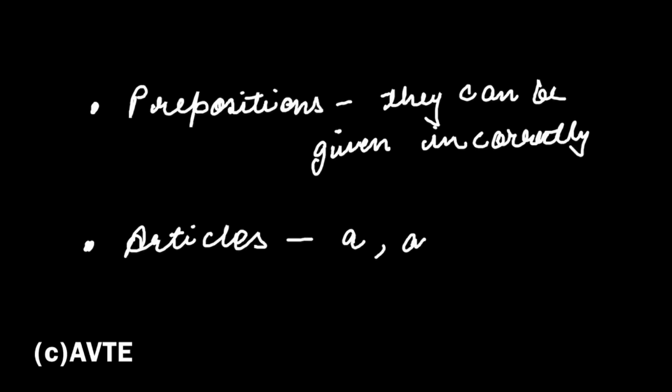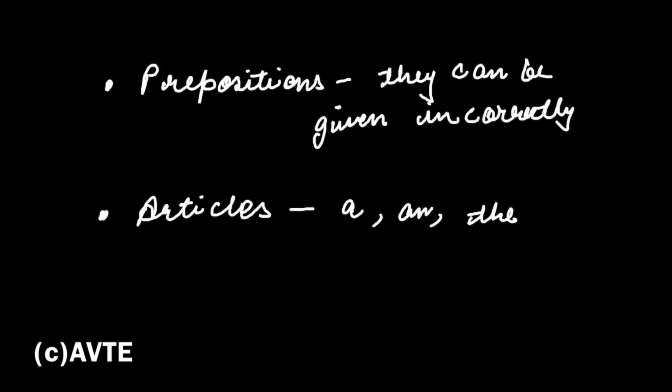Similarly, articles a and the. We have been studying this from when we had sense to study English. This is something we are doing from our childhood. When to use a, when to use an, and when to use the. So I am not going to get into the details of that. Now, the other mistake lies in conjunctions.